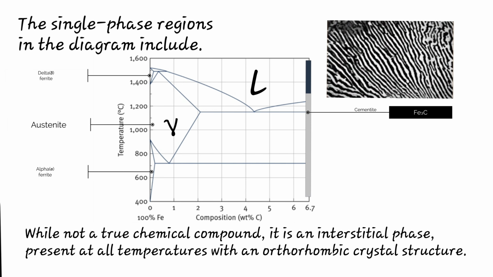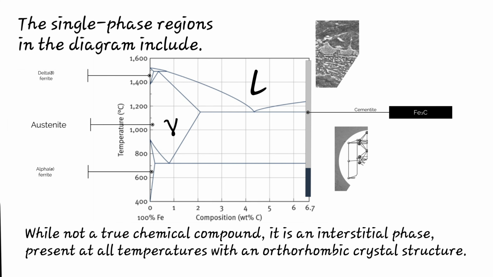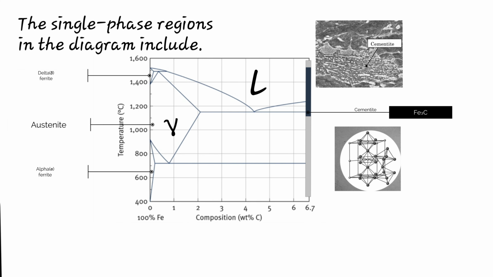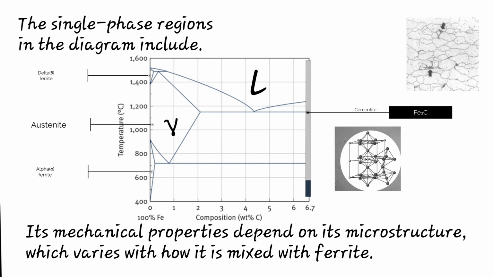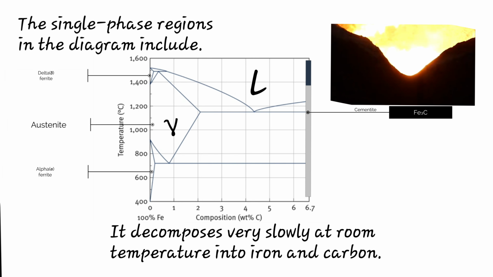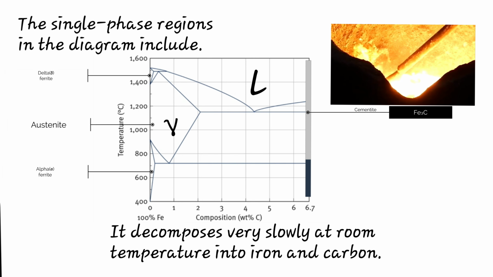While not a true chemical compound, it is an interstitial phase, present at all temperatures with an orthorhombic crystal structure. Its mechanical properties depend on its microstructure, which varies with how it is mixed with ferrite. It decomposes very slowly at room temperature into iron and carbon.